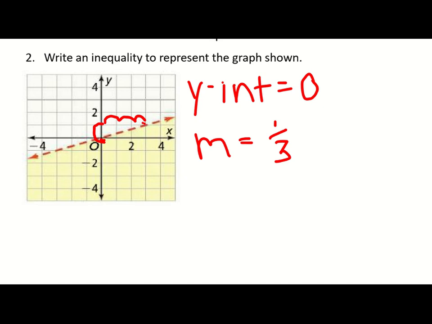This concludes our lesson on being able to graph inequalities in 2 variables and write the equation of an inequality in 2 variables.